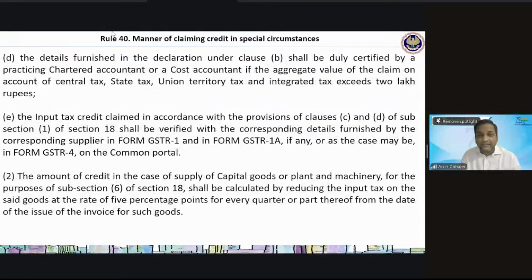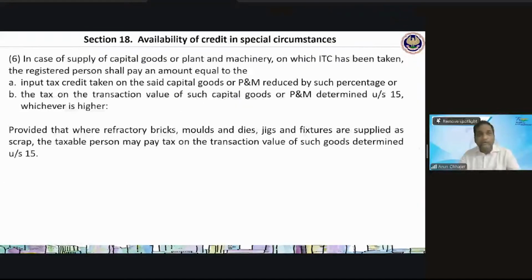If I read rule 40 sub rule 2, it clearly says that in 18.6 it shall be calculated by reducing the input tax at the rate of 5% per quarter or part thereof. Okay? Then prima facie I can say the rule 40 sub rule 2, which is linked to the 18 subsection 6, gives the 5% per quarter. Correct?